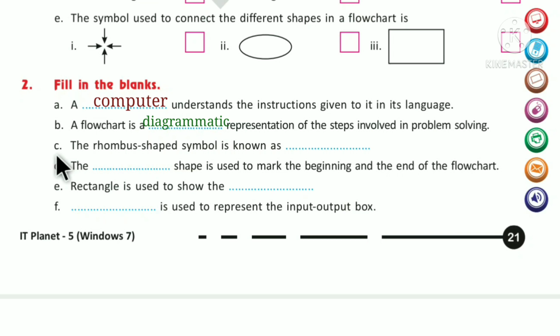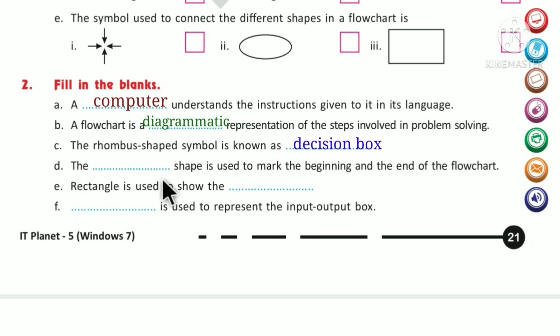Now see, the rhombus shaped symbol is known as dash. What is it known? Decision box. What is it called? Decision box.